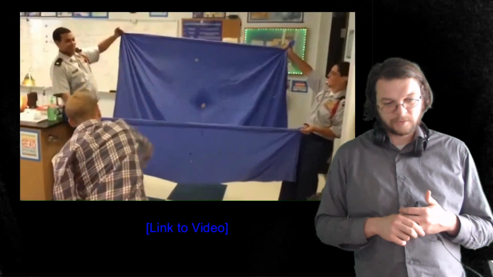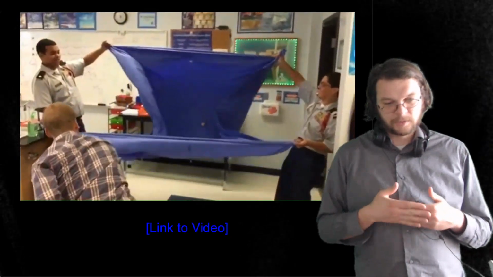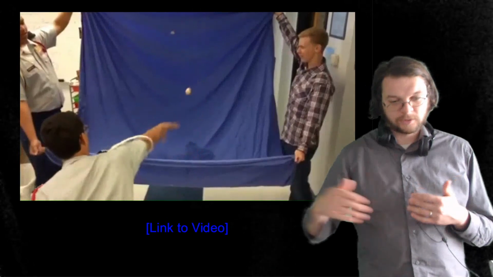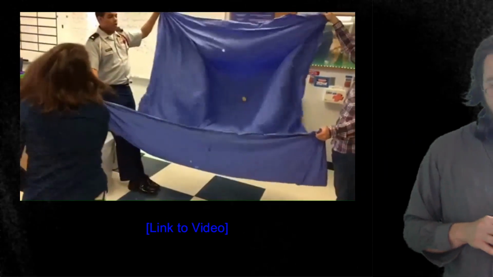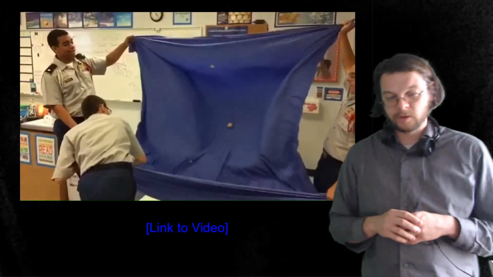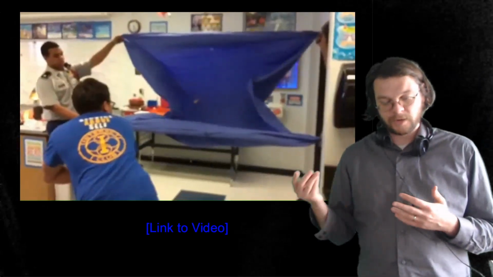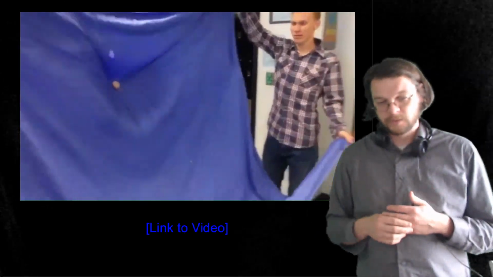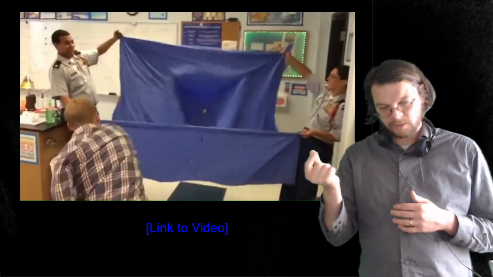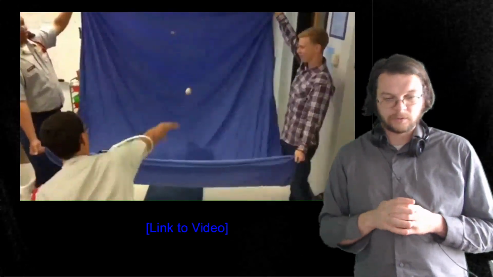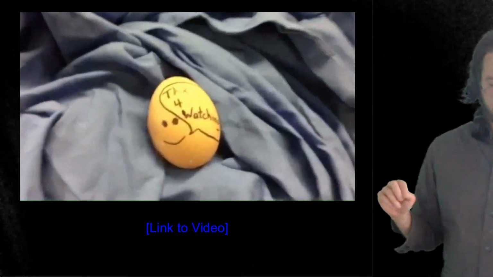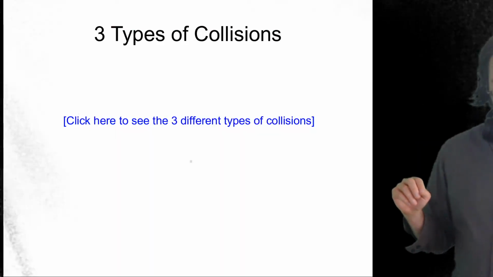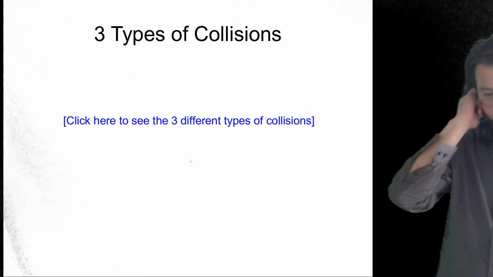But it doesn't. And the reason that it doesn't is because the time over which the egg is being slowed down to stop is much longer than it would be if it hits the wall. If you throw that egg at the wall, it's going to crack, right? Because the amount of time that it's in contact with the wall is very, very short. And so this is a nice example of impulse.